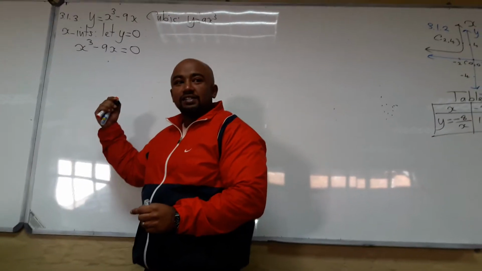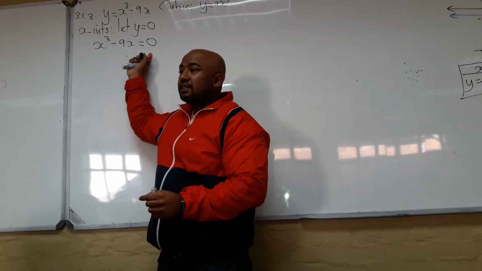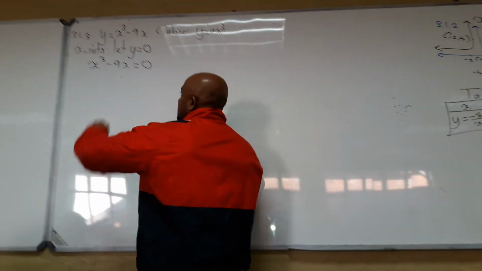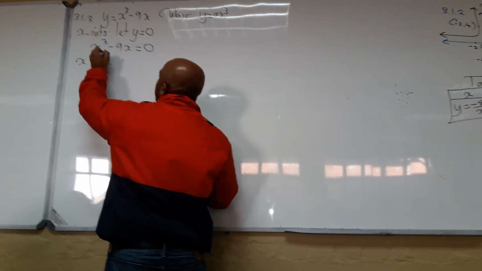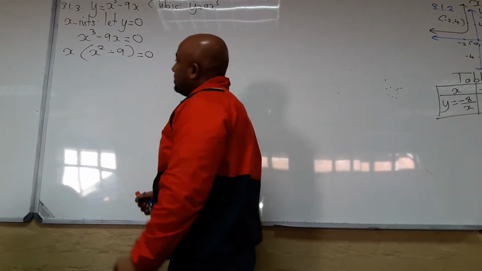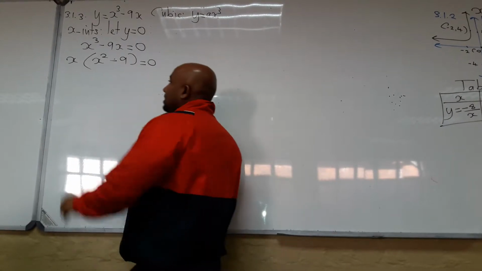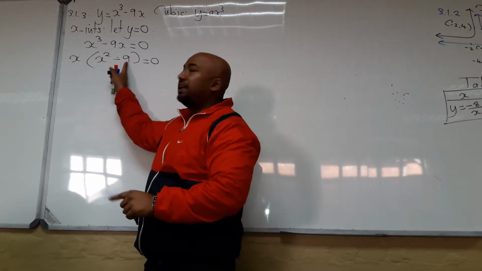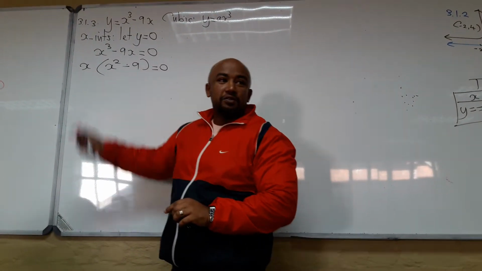We need to factorize. Okay. So, what do we notice? X is common. So we take out a common factor. So if I take out x, what am I left with? X squared. That will be x squared minus 9 equals to 0. So now here we got our quadratic. What do we call this here? With the minus sign, and there's a square there, and 9 is also a perfect square. This is the difference of two squares.